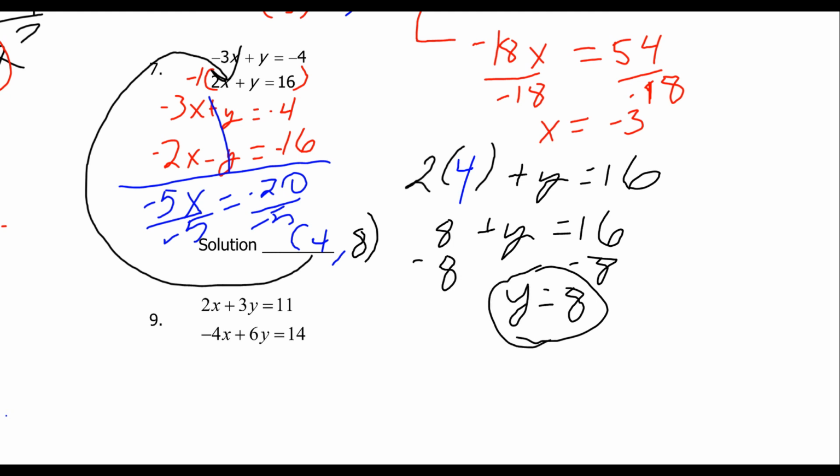Y. There we go. Okay, so y equals 8, x equals 4. Now, let's go ahead and double check this just to make sure that I did this right. Now, we got negative 3 times 4, that's negative 12. Negative 12 plus 8 is negative 4. Okay, did that part right. Now, I've got 2 times 4, that's 8. 8 plus 8 is 16. At least I hope it is.